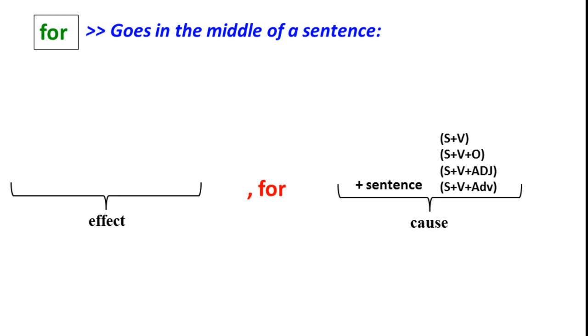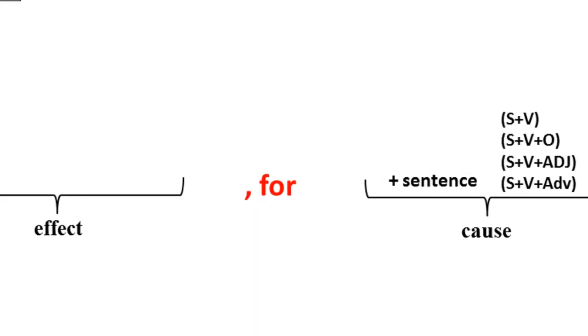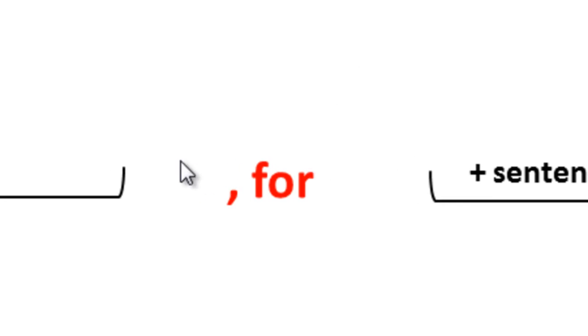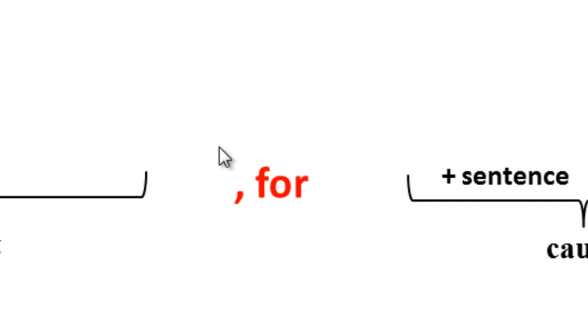Well, let's move on to the next linking word of cause, for. This linking word goes in the middle of a sentence. As you see, it must be preceded by the effect and followed by the cause. And the cause must be a sentence. Look at the punctuation of for. It should be preceded by a comma.